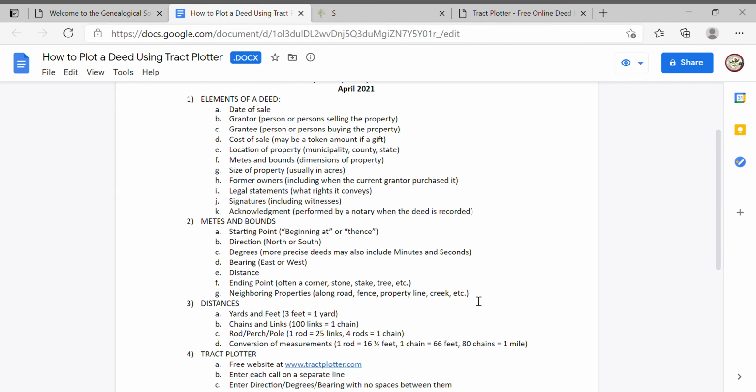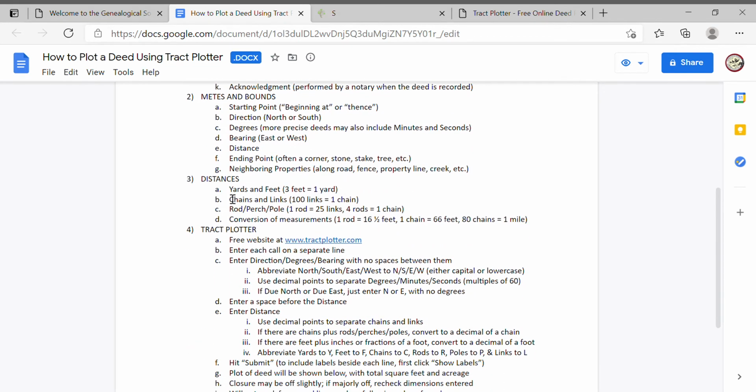Now I want to focus a little bit more on the distances. So there's a number of distances that you may find when you're looking at old deeds. Some may be, particularly more recent ones, listed in yards or feet. And remember, 3 feet equals 1 yard. And then, of course, if they happen to mention inches, which would be rare, 12 inches equals a foot. But more commonly in the old deeds, you'll see them listed as chains and links.